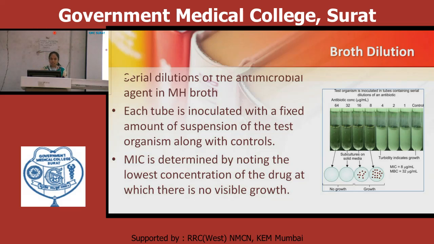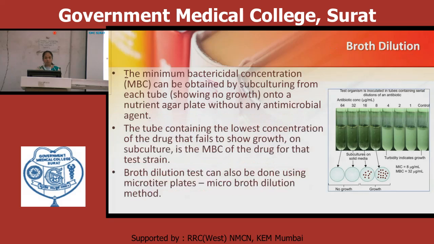Serial dilution of the antimicrobial agent in MH broth. Each tube is inoculated with a fixed amount of suspension of test organism along with controls. MIC is determined by noting the lowest concentration of the drug at which there is no visible growth. Minimum bactericidal concentration can be obtained by subculturing from each tube onto a nutrient agar plate without any antimicrobial agent. The tube containing the lowest concentration of the drug that fails to show growth on the subculture is the MBC of the drug for that test strain.